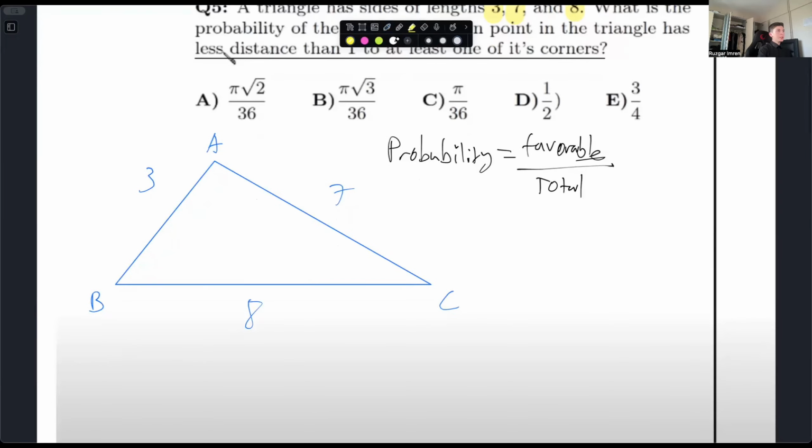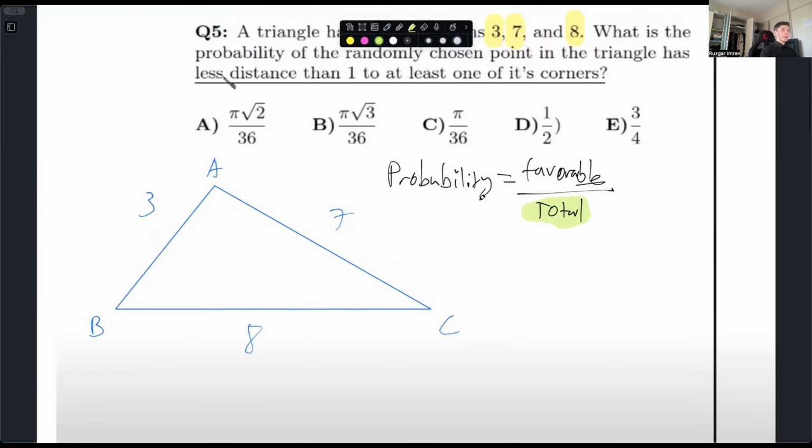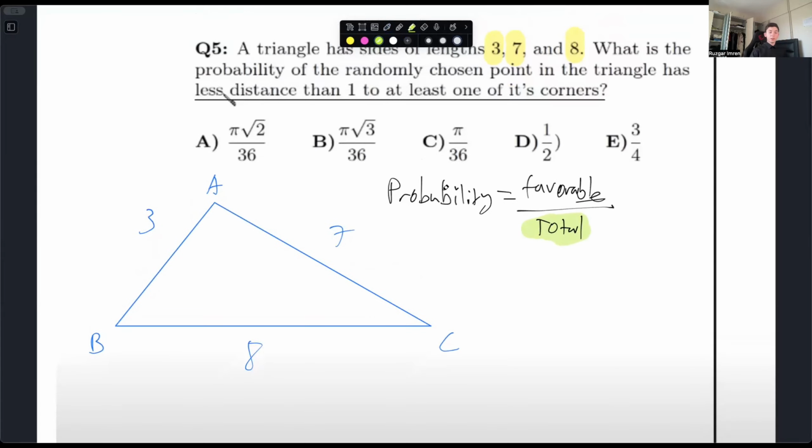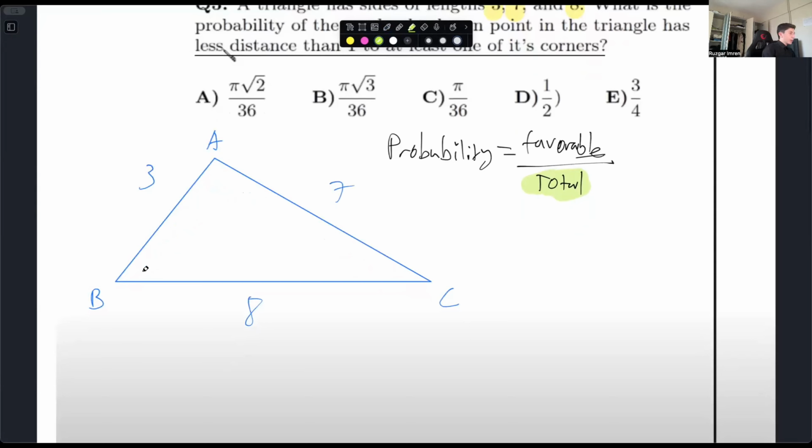So, if we think about what is the total possible situations in this kind of problem, since the point is going to be inside of that triangle, the area of the triangle would be the total possible locations that the point could be located in. So we can just mark the area of the triangle as the total possible points, just like this.